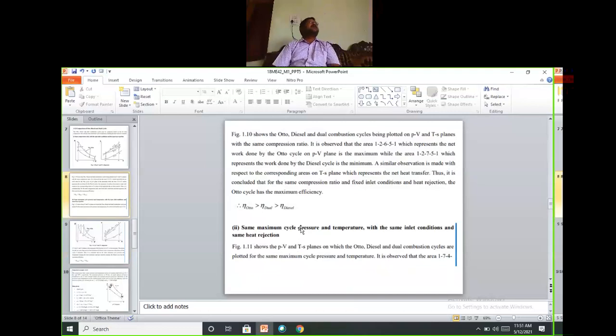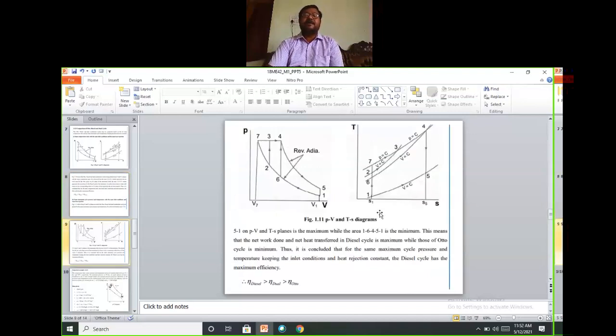Similarly, we can compare the maximum cycle pressure and temperature with the same inlet conditions and heat rejection. Consider PV and TS planes on which Otto, diesel and dual combustion cycles are plotted for the same maximum cycle pressure and temperature. It is observed that 1, 7, 4, 5 is the dual cycle. First you must write the dual cycle and then write the two vertical lines. Okay, two vertical lines.